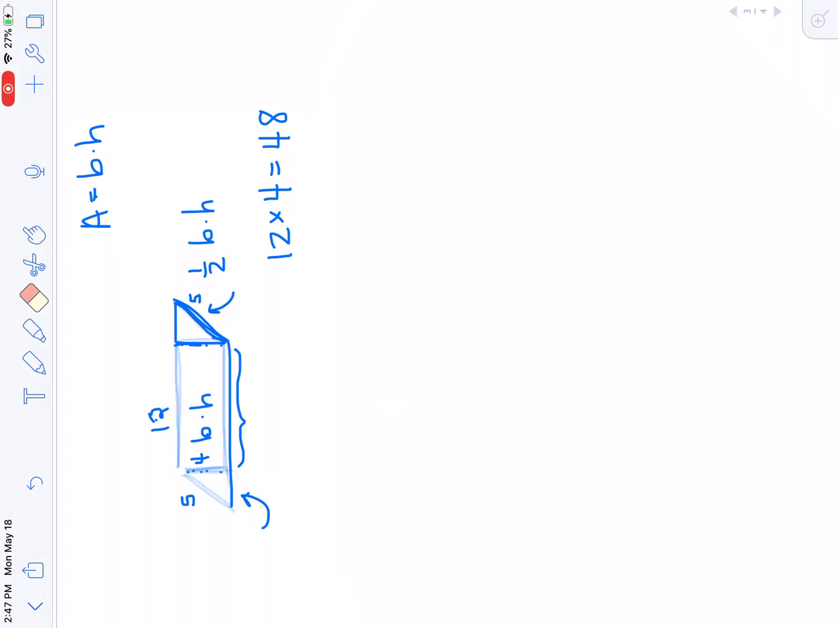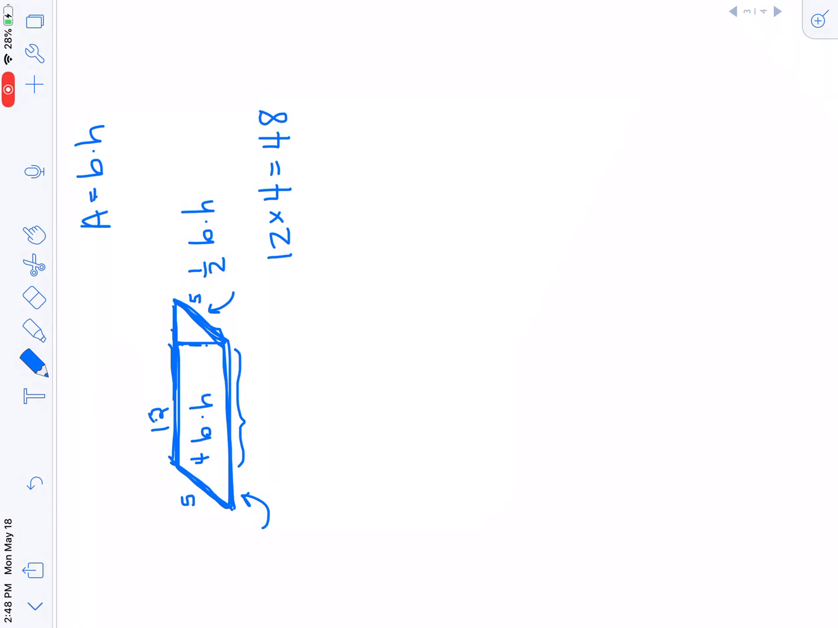Because this just gives me the height. So I knew that was the height of it. Okay, so 12 times 4 all around. And then the reason they gave us those outside parts was for us to add it up. So it would be 12 plus 5 plus 12 plus 5. And that would have given you the perimeter.